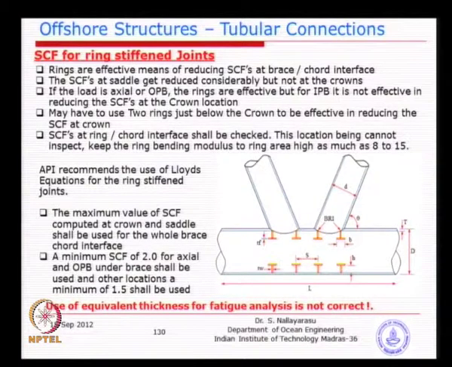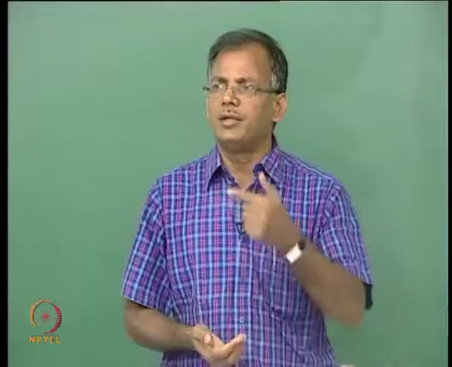So, it is left to the designer that either you can use Lloyd's equations or you can generate your own SCF by doing a detailed finite element study, and many times a minimum SCF of 2 for axial and 1.5 for other locations is recommended. These minimum requirements are given because the value may come out to be less than that. Other than that, the joint design is exactly the same as the unstiffened joint, only replacing the stress concentration factors.